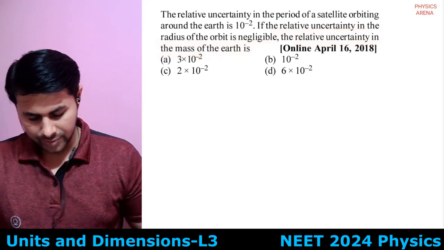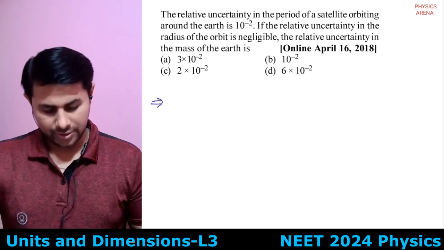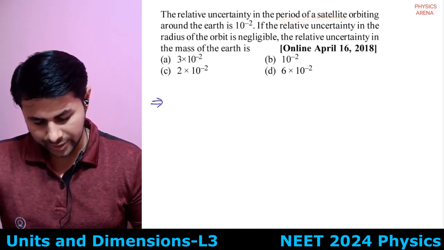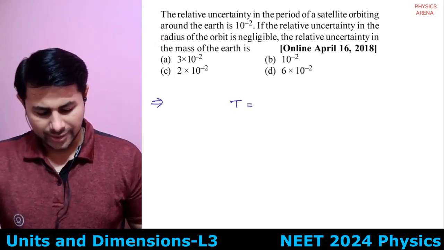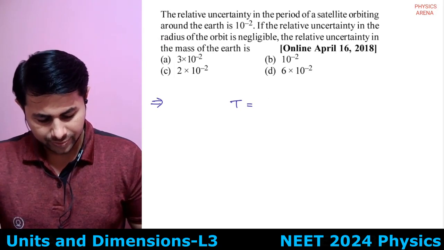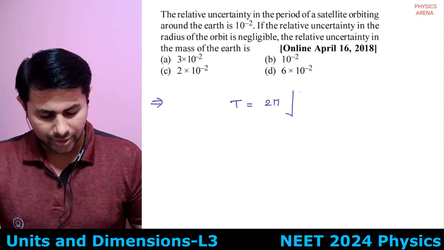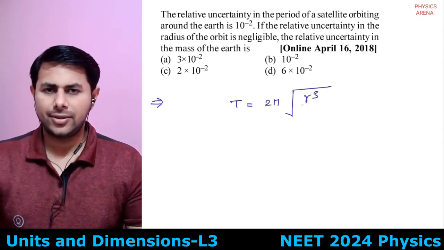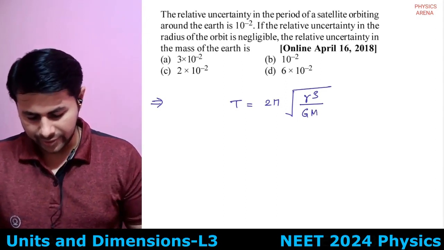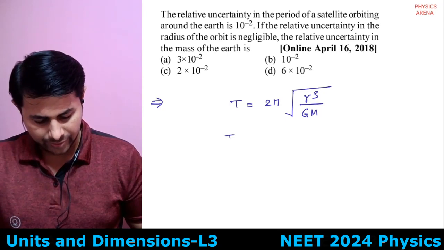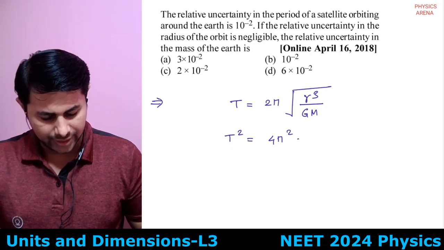Okay, so you have the period of the satellite, then the radius of orbit, and you have the mass of Earth. So what is the formula? The formula is T is equal to 2 pi multiplied by square root of R cube upon Gm. This is the formula, right? So let's take the square. So T square will be equal to 4 pi square multiplied by R cube divided by Gm.